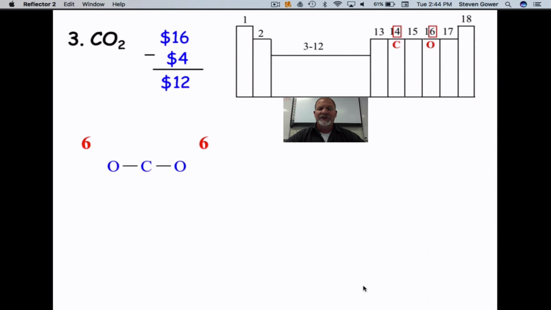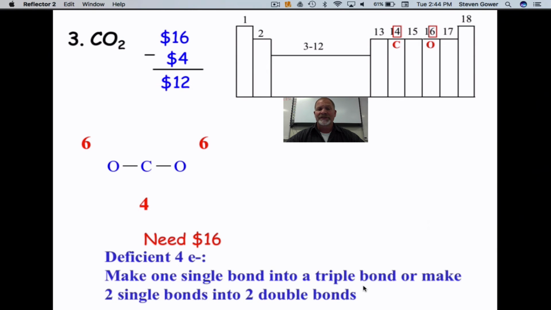Next is happy. I realize to make my oxygens happy, they both want 6. To make my carbon happy, it needs 4. Problem once again, I need 16. Problem, I only have 12. I have a deficit of 4. I have 2 choices. Make 2 singles into 2 doubles, or a single into a triple.